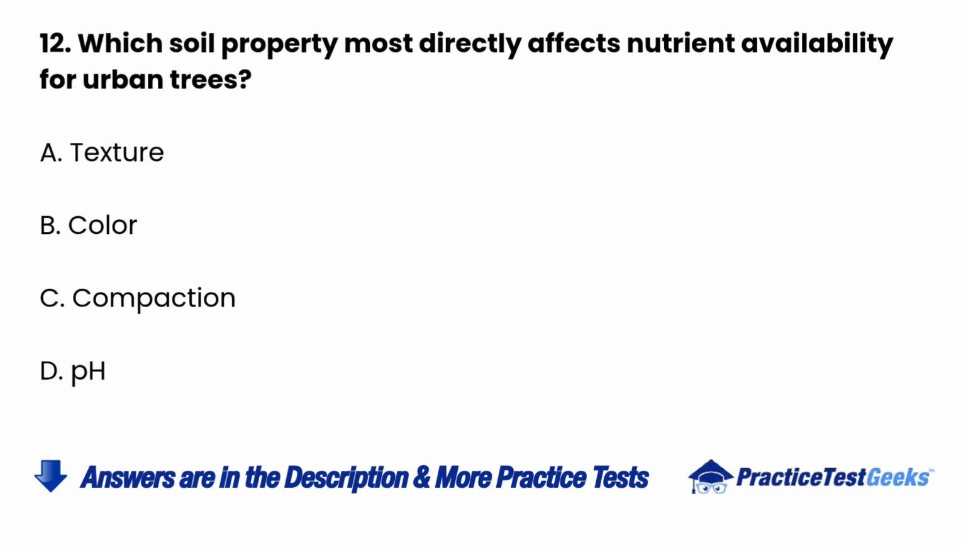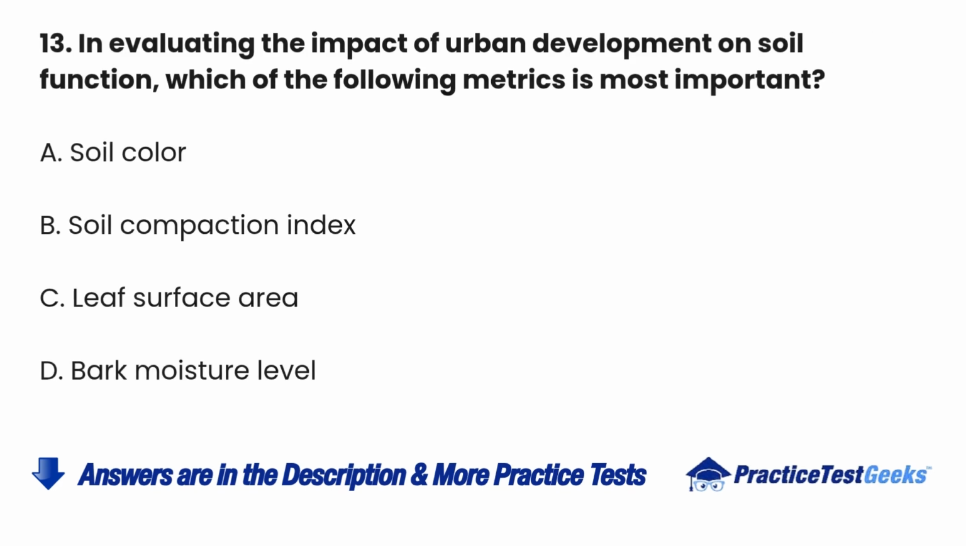12. Which soil property most directly affects nutrient availability for urban trees? A. Texture. B. Color. C. Compaction. D. pH.